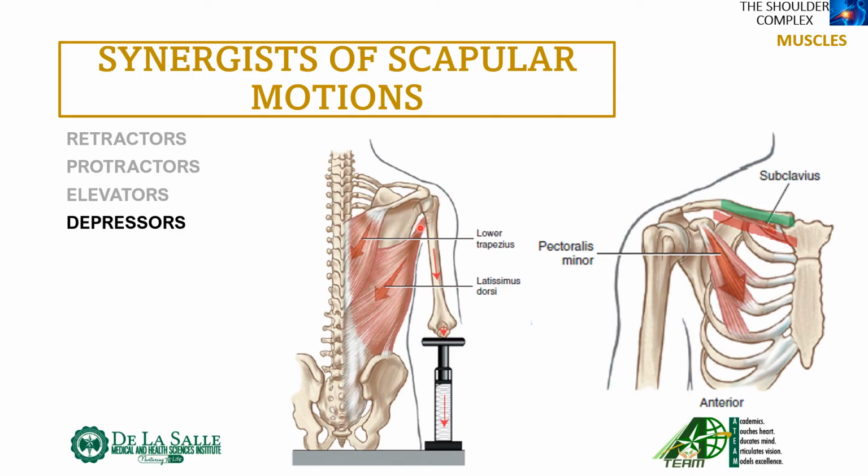So if the latissimus dorsi contracts, it will pull the humerus inferiorly, look at the arrow, and since the humerus is connected to the scapula, it will now depress the scapula. So please remember that subclavius and latissimus dorsi are indirect scapular depressors, but the pectoralis minor and lower trapezius are direct scapular depressors.